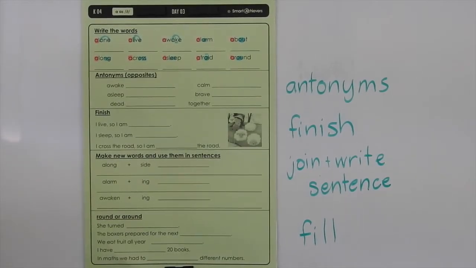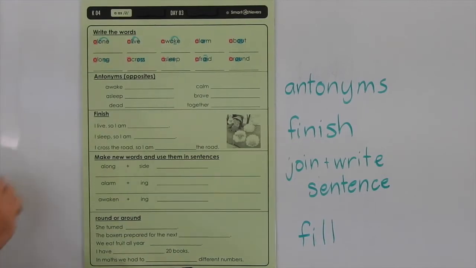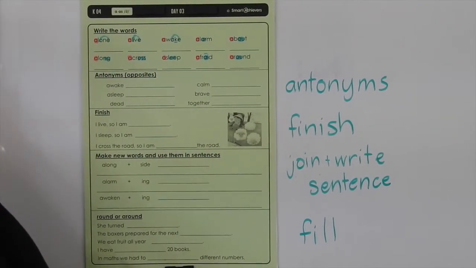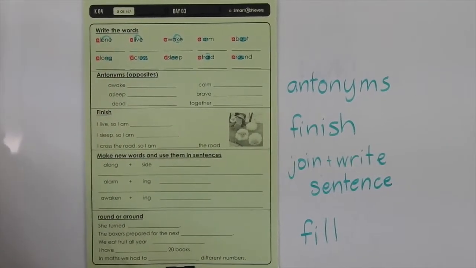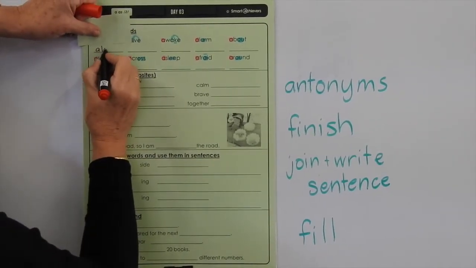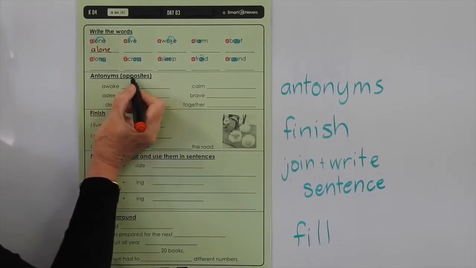Okay, you can read those words, sound them, spell them, and write them on your own. Let's just do the first one. You need to break these into syllables to sound them. So alone, A-L-O-N-E, cover it and write A-L-O-N-E. Then down here we're going to write antonyms.